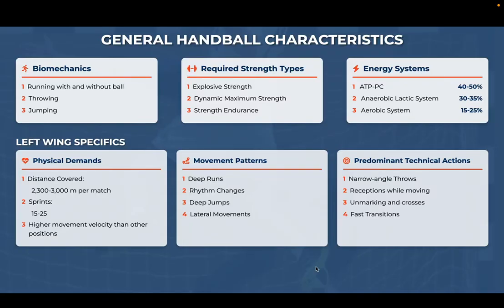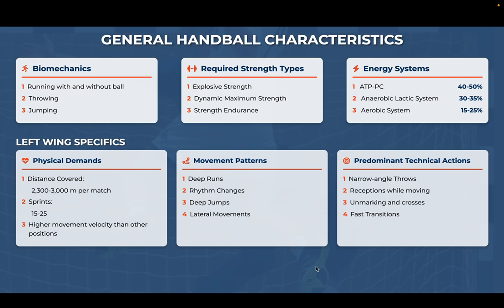As this week's assignment for the master's program of performance and sports science at King's College University, we have to make a program design for a handball player, specifically a left wing handball player. First of all, I would like to talk about the handball characteristics in general. You have to divide that into biomechanics, required strength types, and energy systems.